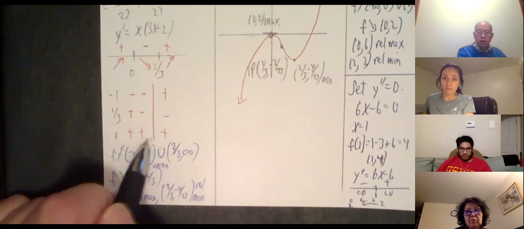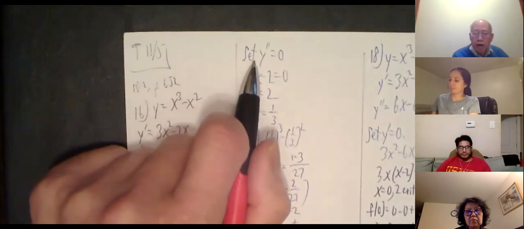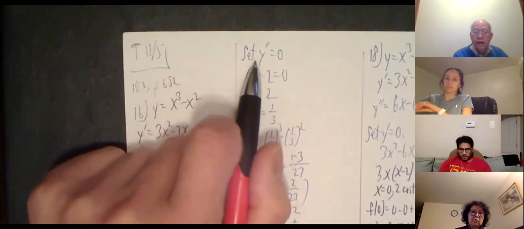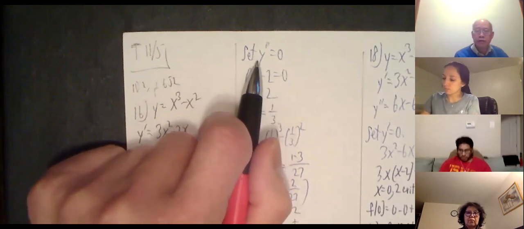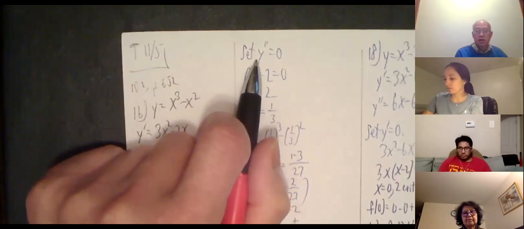Right, so all of this was old stuff. Now the new stuff, very similar. Set y double prime equal to 0. Y double prime is the derivative of the derivative. We call it the second derivative. The second derivative equal to 0.